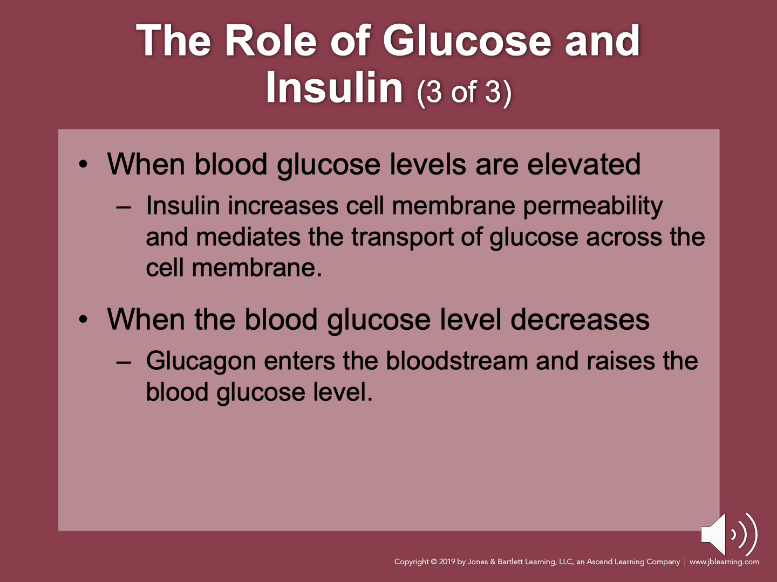When blood glucose levels are elevated, islets of Langerhans secrete insulin. Insulin increases cell membrane permeability and mediates the transport of glucose across the cell membrane into the cell. The cells use glucose to produce energy through a process that includes glycolysis. Insulin also stimulates the liver to store excess glucose, and the skeletal muscles store glycogen for later use by the body.